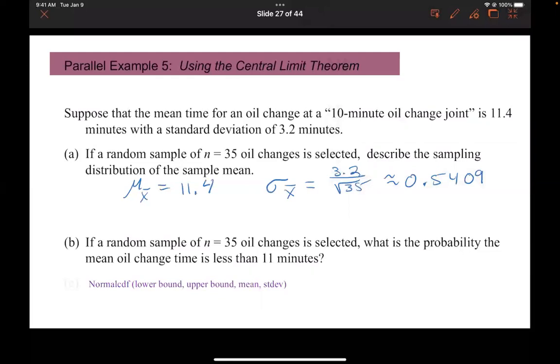So now, if we have that random sample of 35 oil changes, what is the probability the mean oil change is less than 11 minutes? So it's the probability that X bar is less than 11. Go ahead and calculate that.